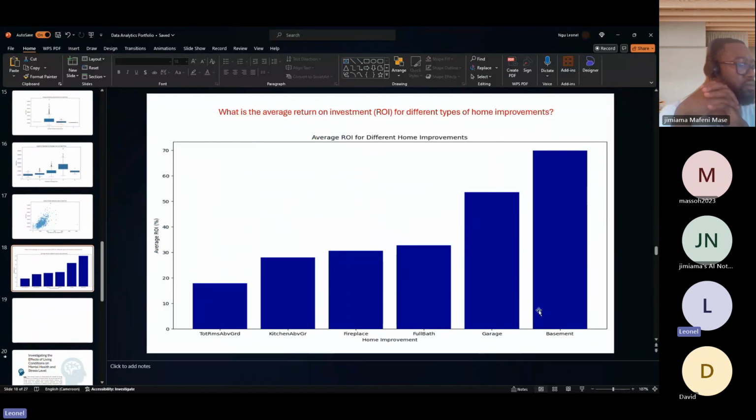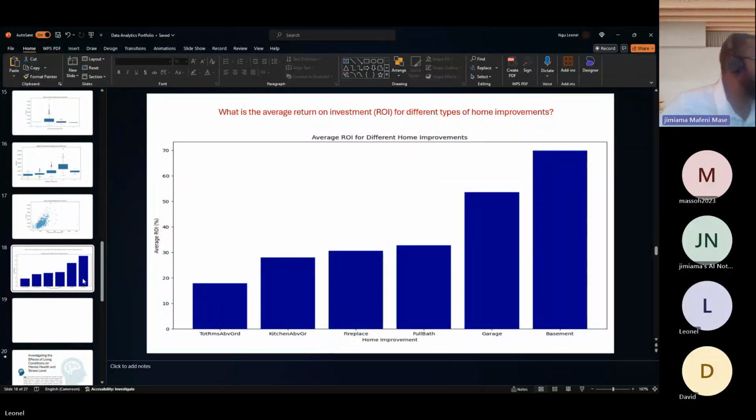So you can observe that basement has the highest return on investment, almost about 70%, followed by garage, followed by full bath, followed by fireplace, followed by kitchen above ground, and lastly, total rooms above the ground. So this is where I ended on the house price data set.